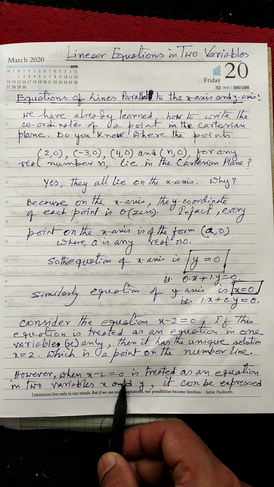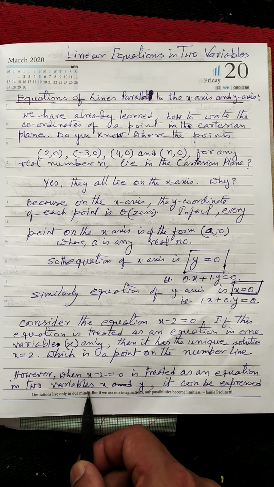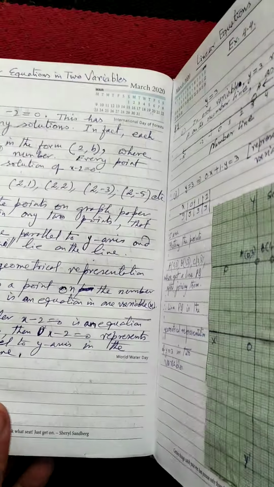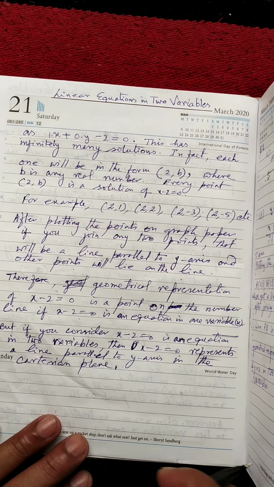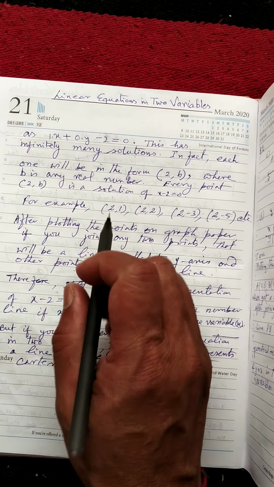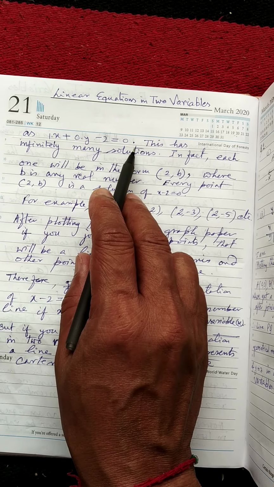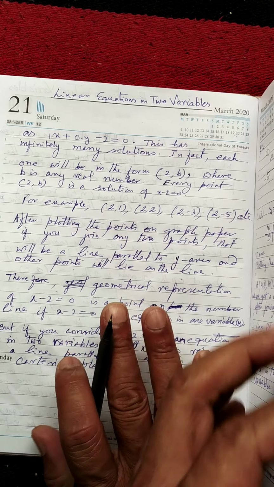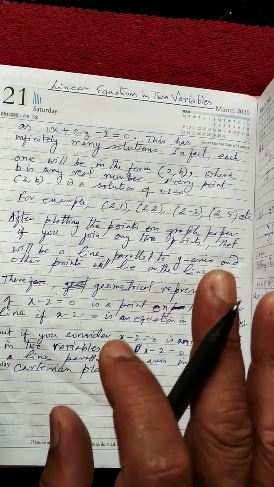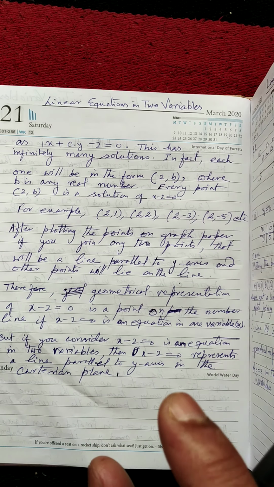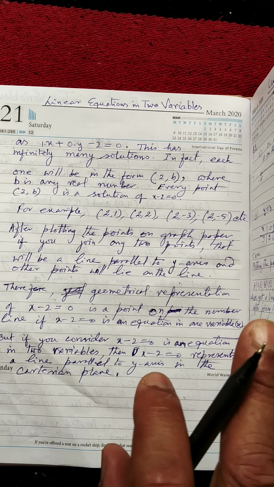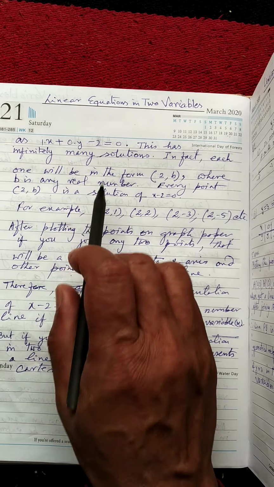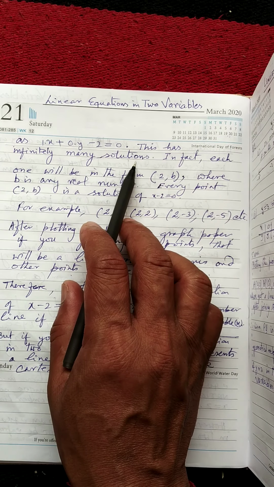However, when x minus 2 equal to 0 is treated as an equation in two variables, x and y, it can be expressed as 1 into x plus 0 into y minus 2 equal to 0. And this has infinitely many solutions, because you know a linear equation in two variables represents a straight line. On a line, an infinite number of points are there, and each point gives an x value and a y value that satisfy the equation. That's why this equation has infinitely many solutions.